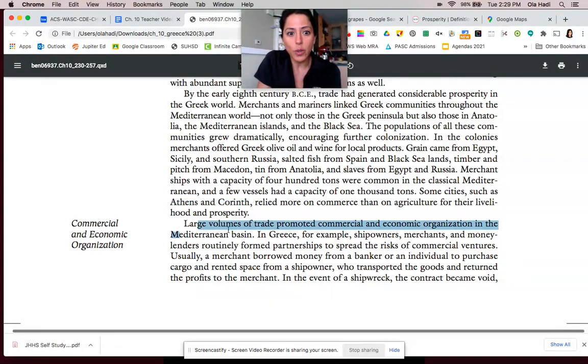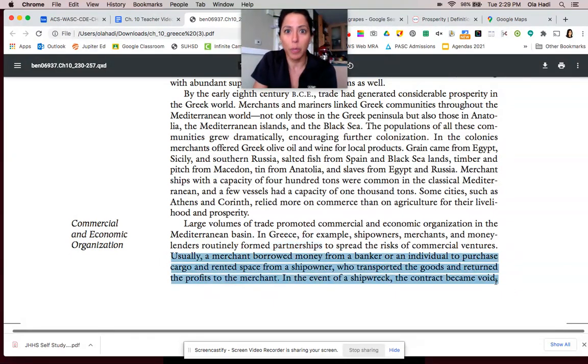So this is going to have an effect. And one of the effects of this massive amount of trade is it's going to promote more complicated types of commercial and economic organization. So you're going to see more complexity, things becoming more complicated. One of those more complex forms of economic organization is called a partnership. And in the book, it'll describe to you what the partnership looked like.